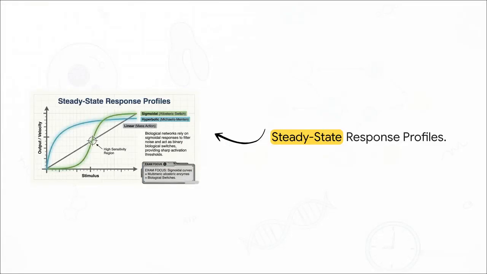To keep this intense steady state going, our biological networks lean heavily on these S-shaped sigmoidal curves, like the green line shown here for multimeric allosteric enzymes. Unlike boring linear or hyperbolic responses, these sigmoidal curves act like binary biological switches. They create a sharp activation threshold, which brilliantly filters out low-level background noise. The system only fires when it gets a legit, strong signal.